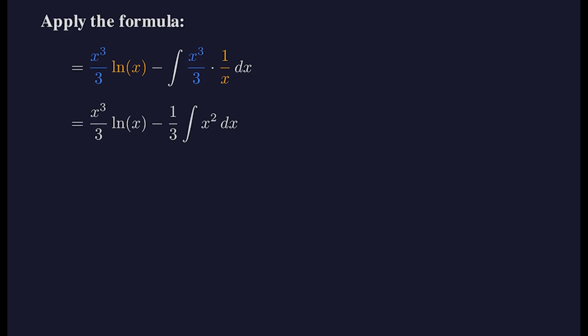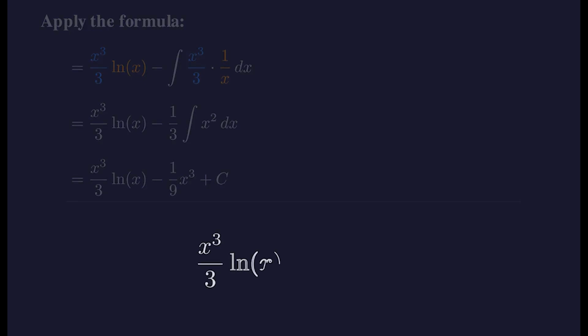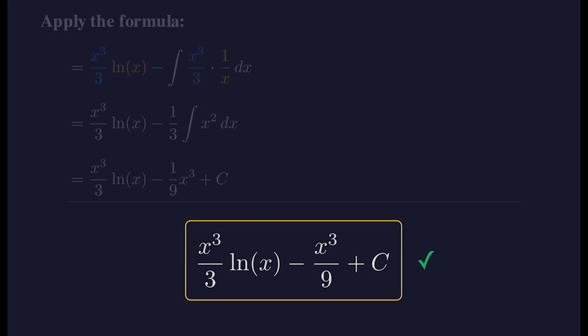Well, our formula then gives us x cubed over 3 ln x minus a third of the integral of x squared dx. From here it's peanuts. It's x cubed over 3 ln x minus a ninth of x cubed plus c. And that's going to be the final answer here, guys. It's going to be x cubed over 3 ln x minus x cubed over 9 plus c. So that is it, guys.